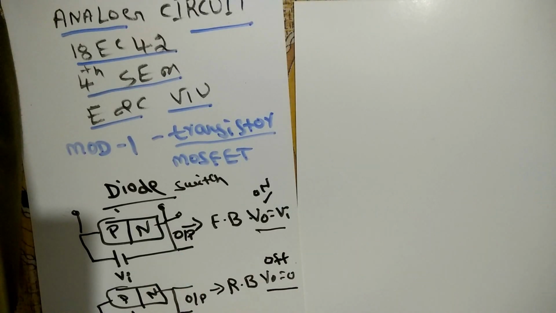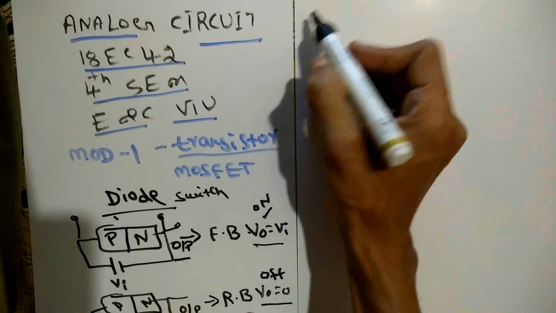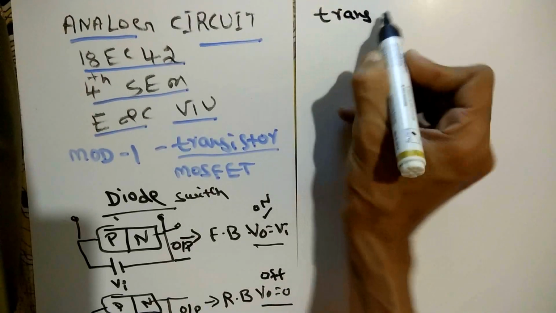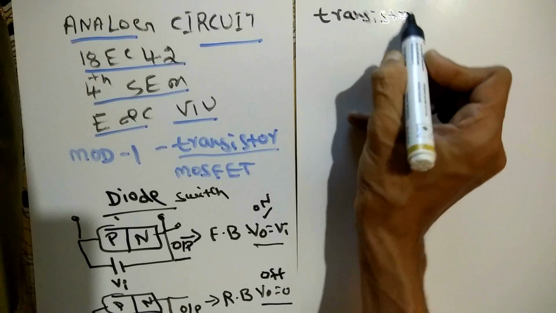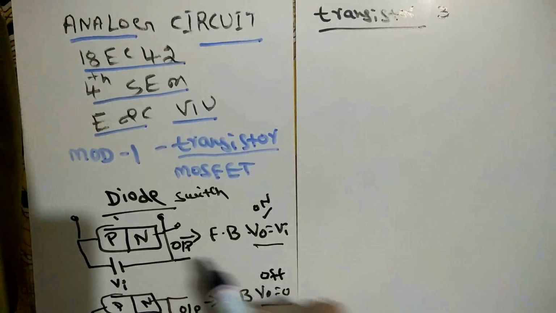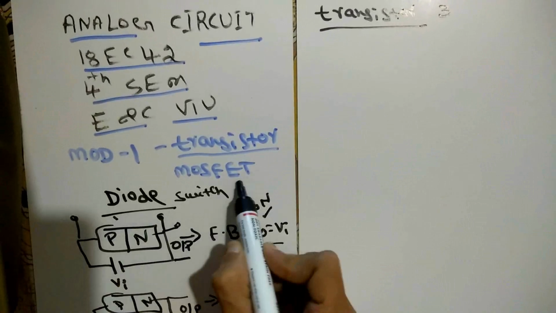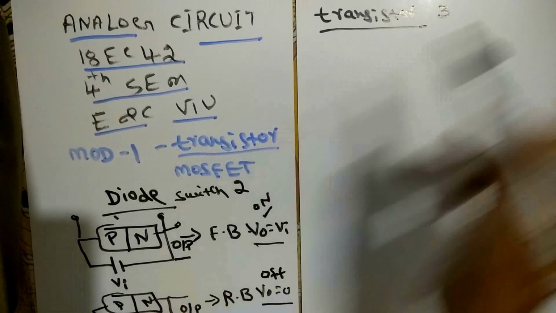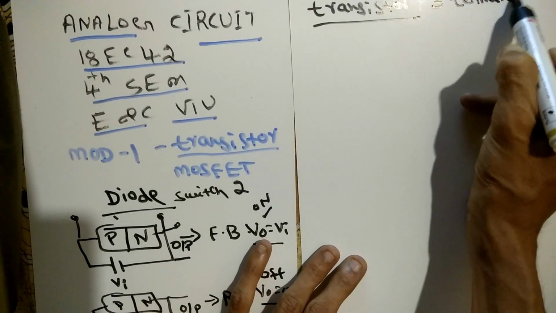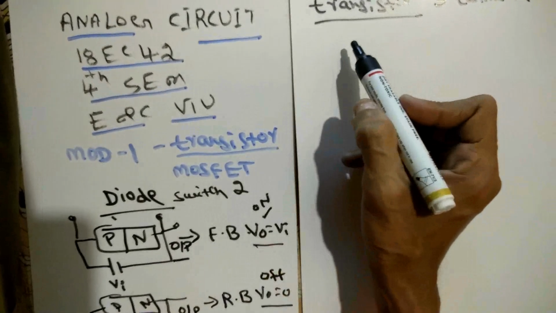The next advanced version of the diode is the transistor. What is the relation between the transistor and the diode, and how does a transistor actually work? A transistor is a 3-terminal device, whereas the diode has 2 terminals, one P and another N. But in a transistor we have 3 terminals. So how many junctions do we have here? We have 2 PN junctions.